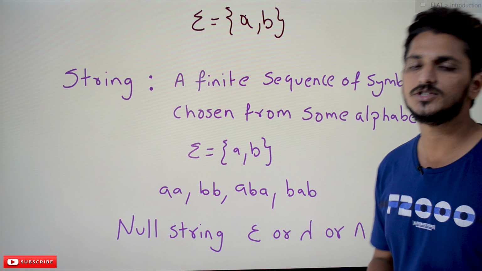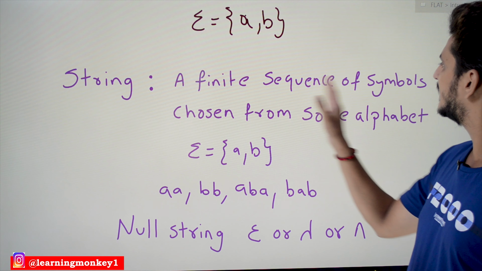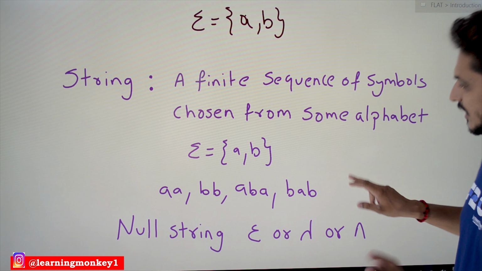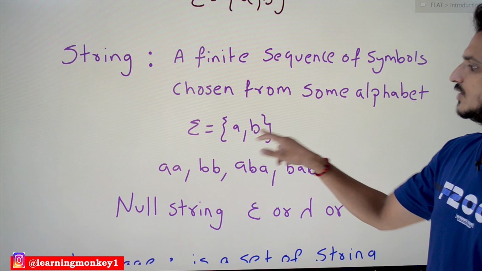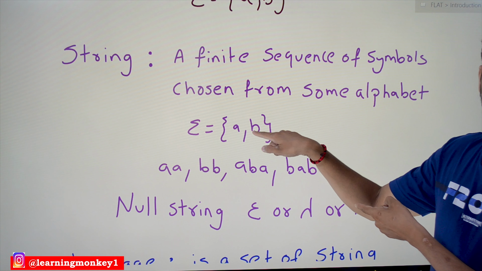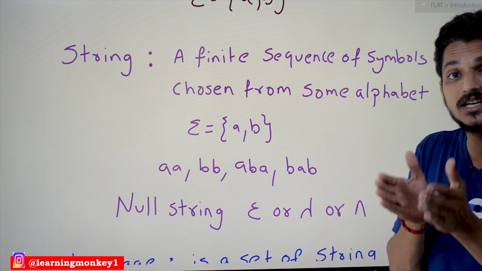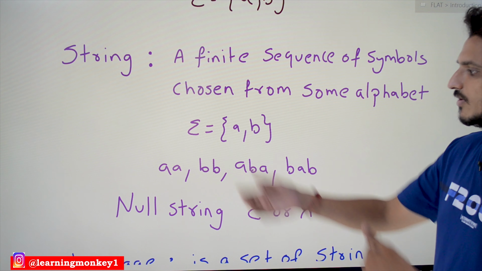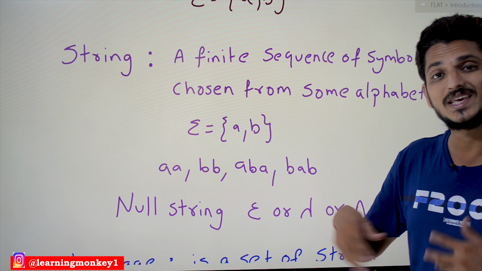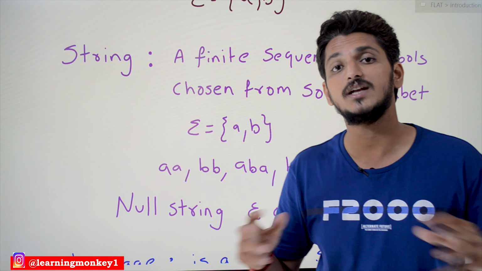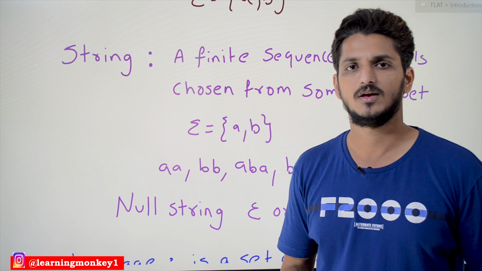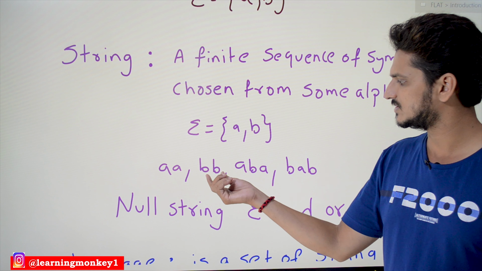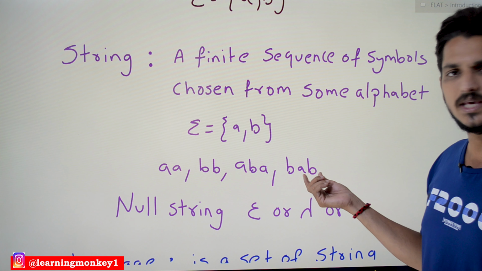The next definition is string: a finite sequence of symbols chosen from some alphabet. For example, assume sigma is equal to {a, b}. A string is a finite sequence of symbols chosen from this alphabet. From this alphabet we can write infinitely many strings. Some of the strings are aa, single a, bb, aba, and bab.